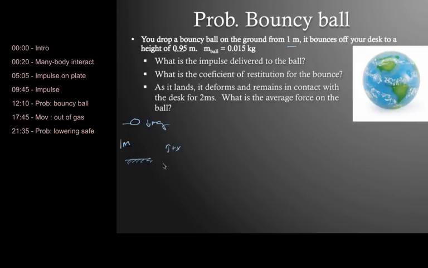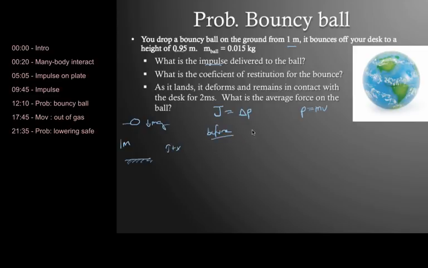Great. So we're looking for impulse. So impulse is change in momentum. So if I want momentum, then I need to be thinking mass times velocity. So I need the velocity before and after this collision. So the ball falls this 1 meter. So let's just work out that case. So before the collision with my desk.